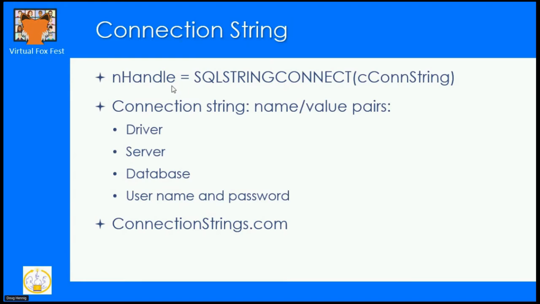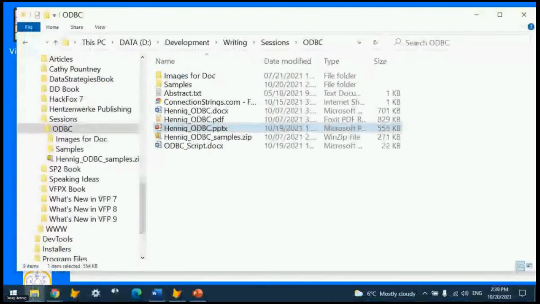Those can be specified in a variety of ways, but the common ones are UID for the username and PWD for the password. Now, as I mentioned, these connection strings can vary a lot from engine to engine. So there's a really good resource called connectionstrings.com. Let's go take a look at that.